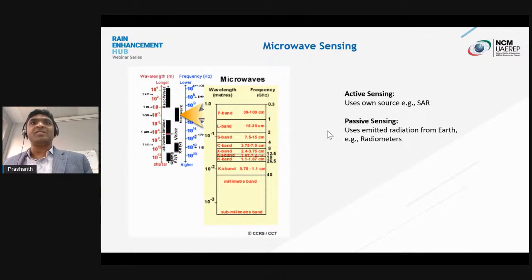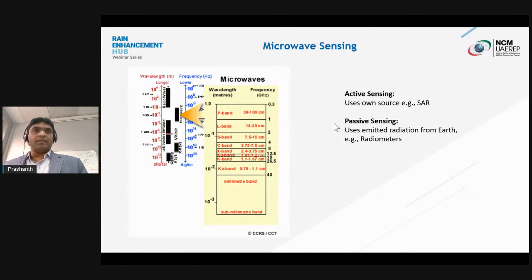In microwave sensing in general, we have two types. One is active sensing, where we use our own source, for example with SAR, where the system sends its own pulse and then sees what is coming back. We can also have passive sensing because the Earth emits radiation in this region as well. So radiometers in space can detect what is being emitted from Earth, and based on that can infer certain properties of the surface of the Earth.